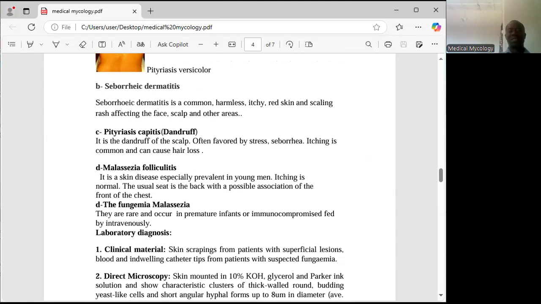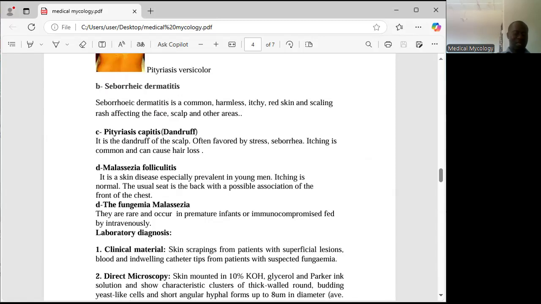The usual seat is the back, with a possible association of the front of the chest. We also have the Fungemia caused by Malassezia. These ones are rare and they usually occur in premature infants or immunocompromised patients fed intravenously.